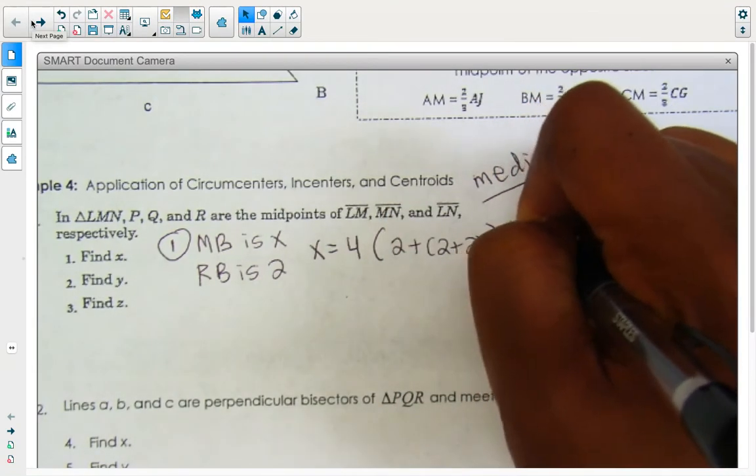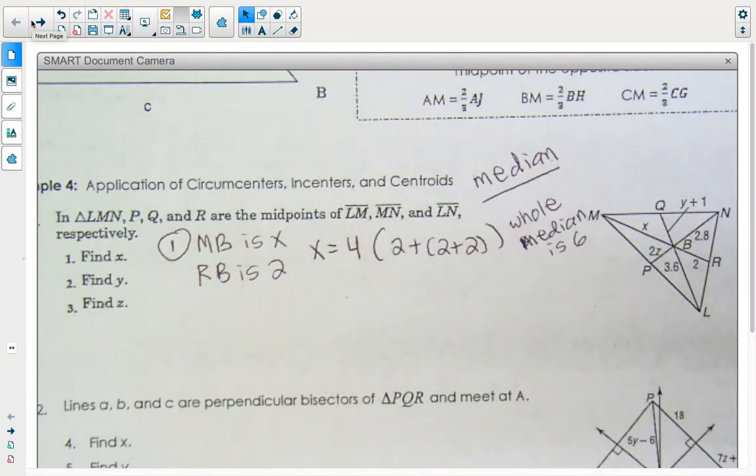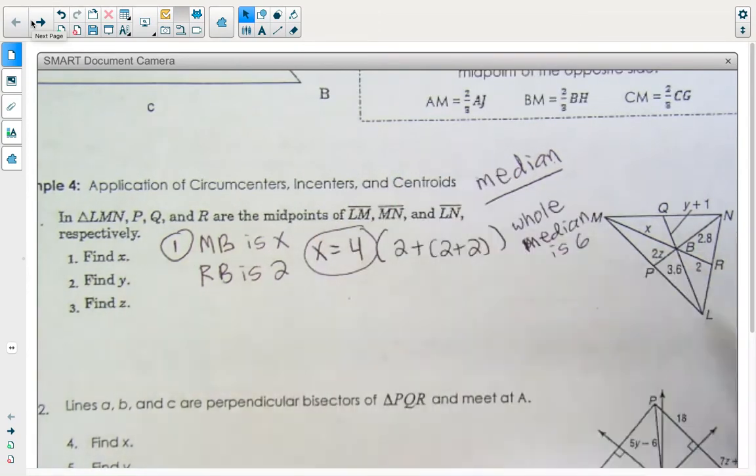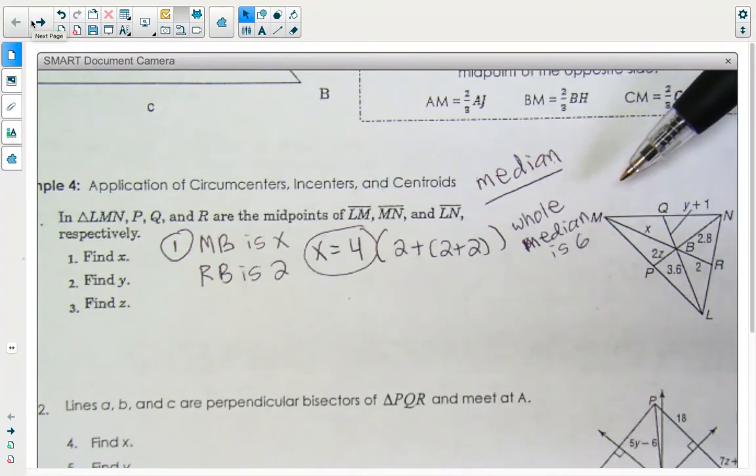Whole median is 6. But I don't need to know about the whole median. I only need to know that one section, X is equal to 4. So your ratio is 2/3. 2 counts for 1/3 of the whole length. So my whole distance, I could just do some multiplication or addition to figure that out. So my whole median, MR, is 6.